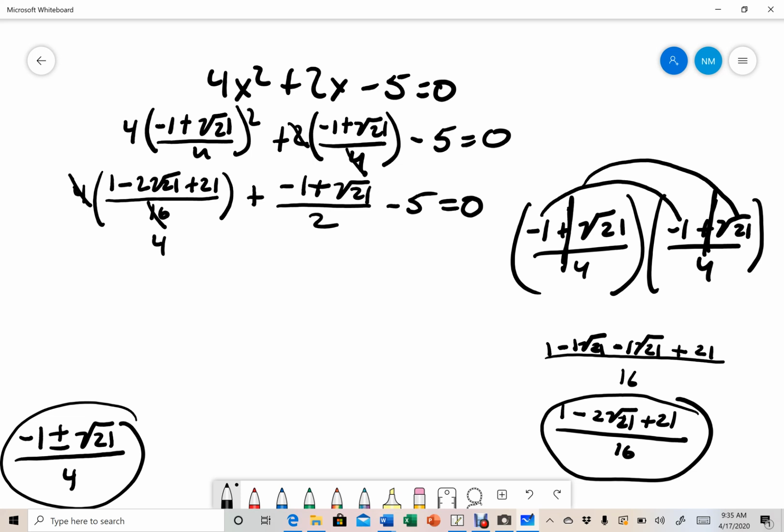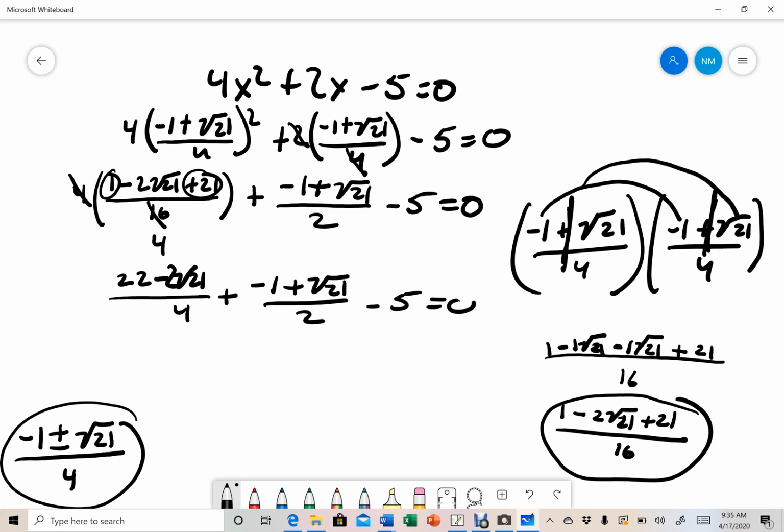So, and then I can combine this and this, so I've got a positive 22 minus 2 and the square root of 21 over 4 plus a negative 1 plus the square root of 21 over 2 minus 5 equals 0.